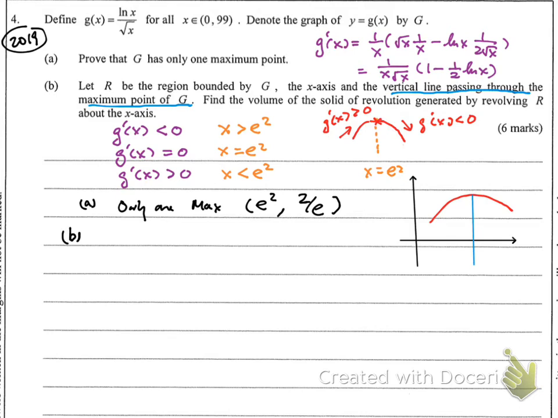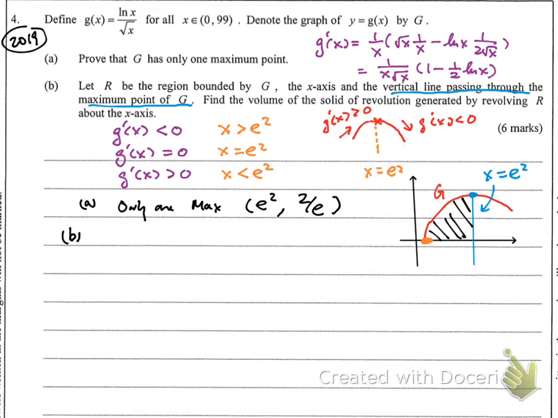With all this information, you know this blue line is x equals e squared, because the x coordinate of the maximum point is e squared. We want to find the region bound by g, this blue line and the x-axis. So there must be a point where the curve g crosses the x-axis. We want to find this orange point so that we can find a complete enclosed region bound by g, the blue line, and the x-axis.